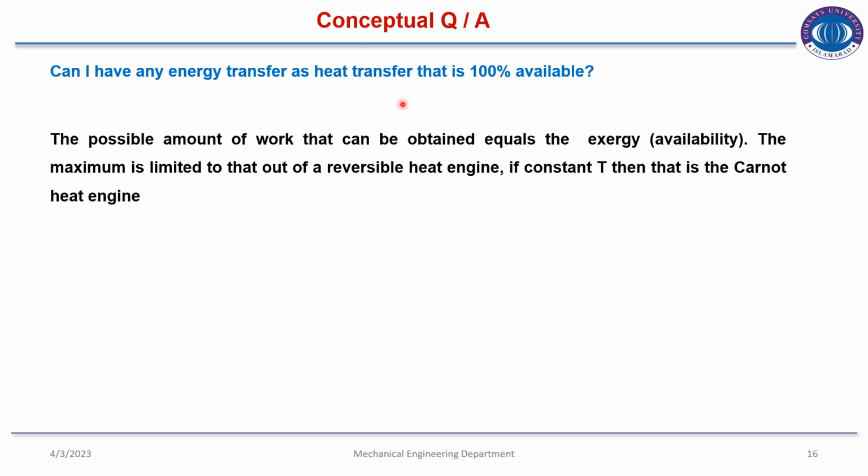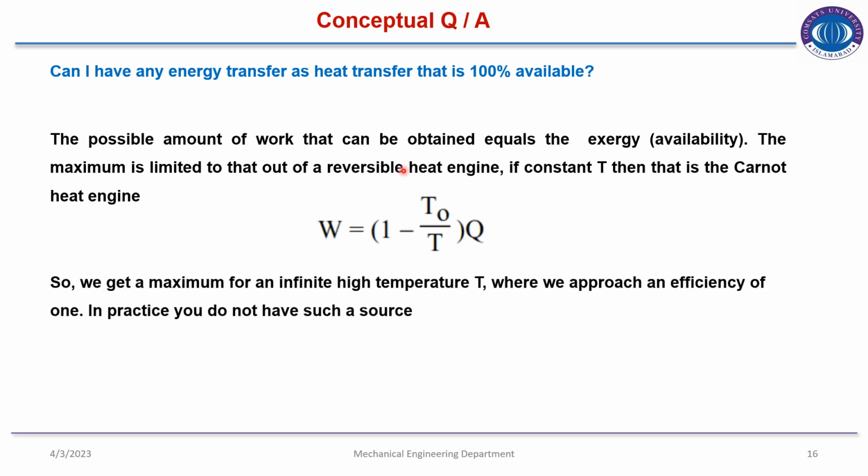So when we are transferring energy in the form of heat, 100% energy is not available because the formula is 1 minus T naught over T into Q. To get 100% efficiency, we have to produce an infinite amount of high temperature in the high temperature thermal energy reservoir, which is not possible. Therefore, to transfer 100% available energy is not possible.